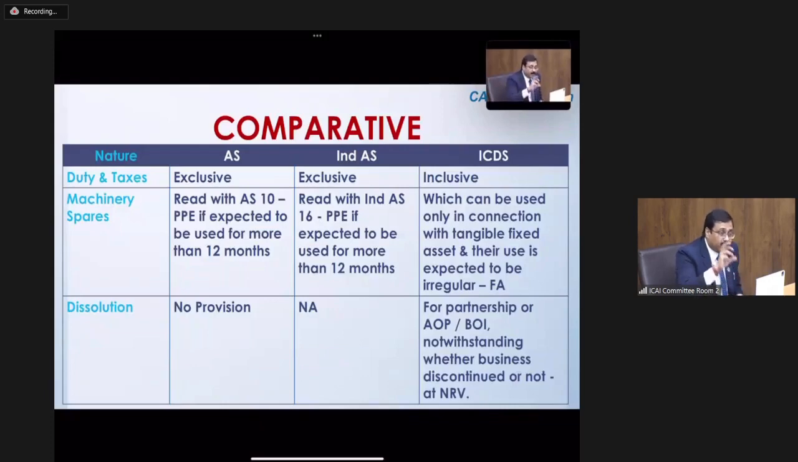But in that case, for that space, again, I'm saying which is an inventory as per ICDS, but a PPE as per AS. So there again, that adjustment would be required in the computation, right?